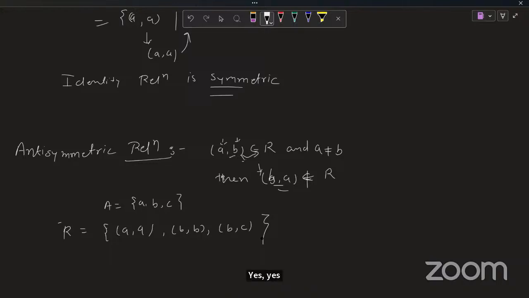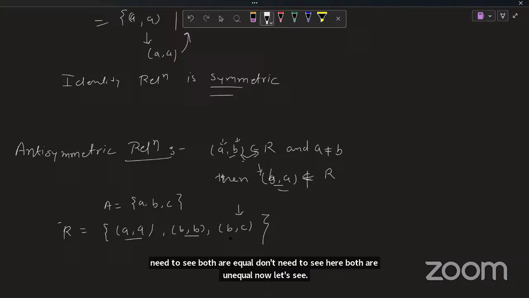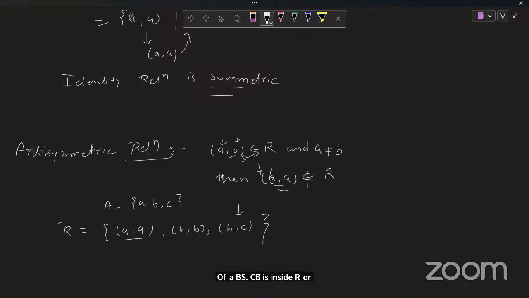Yes, it is, because for AA both are equal, so we don't need to check. Here both are unequal, so let's see whether CB is inside R or not. If CB is inside R, it's not anti-symmetric. Since CB is not inside R, it is an anti-symmetric relation.